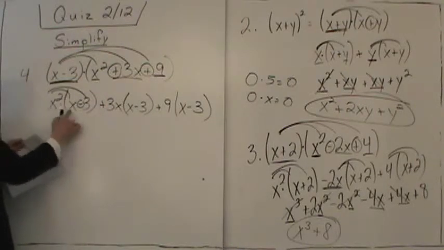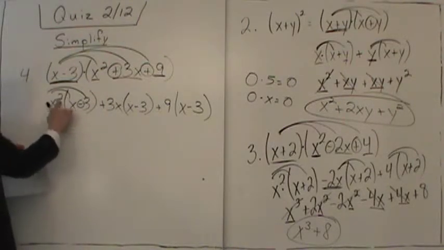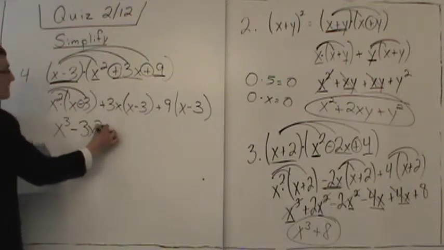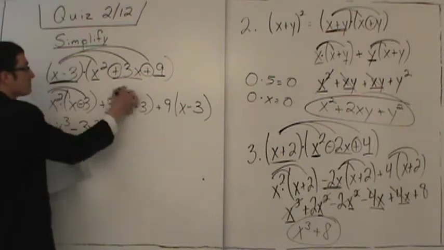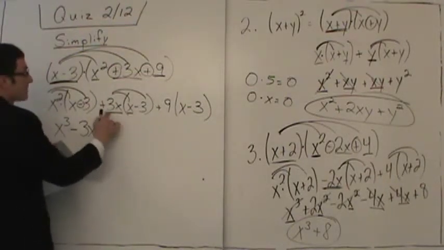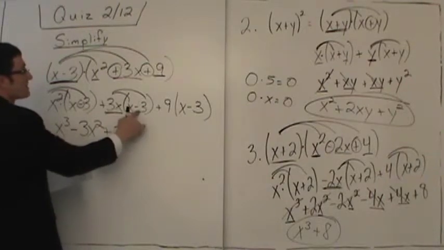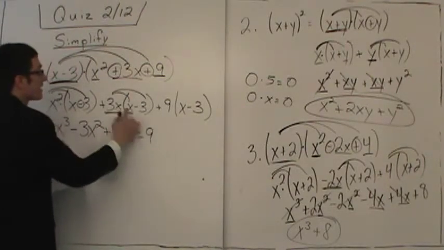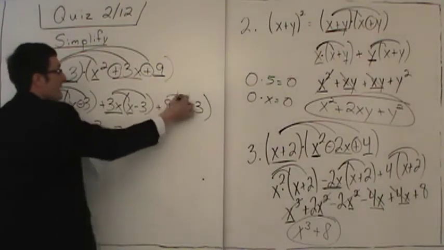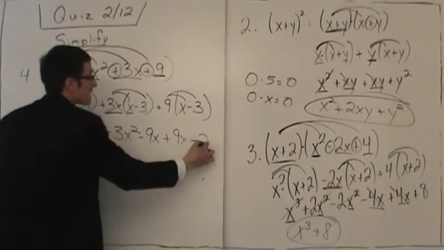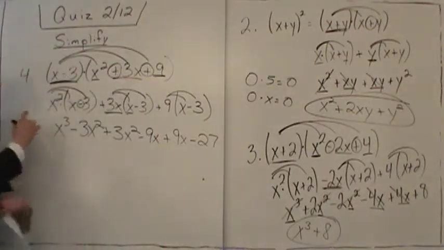We distribute. X squared times x gives x to the third. We're adding exponents. X squared times negative 3 is negative 3x squared. Now, 3x times x is what? 3 times 1 is 3. X times x is x squared. 3 times negative 3 is negative 9, and we have an x on the end. Okay, now, 9 times x is 9x. 9 times negative 3 is negative 27. Now, we are done multiplying.